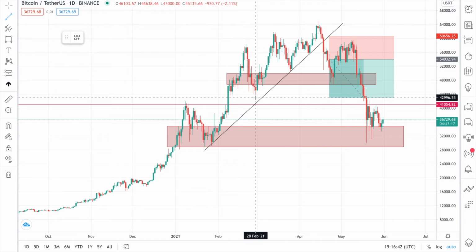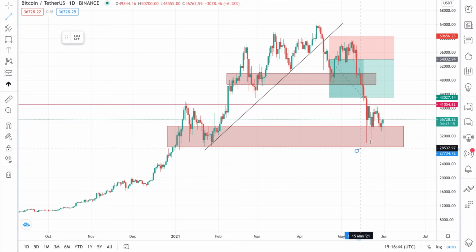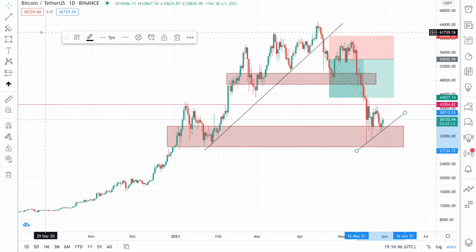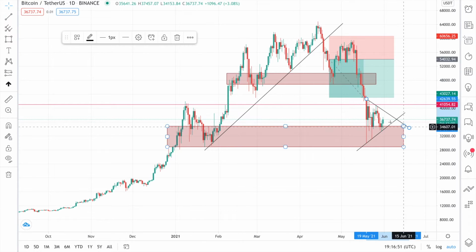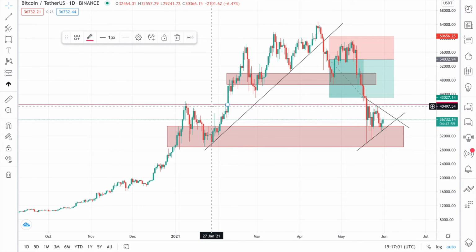Or else in this case they can have this line, then have this line. If this is broken in a good way, they might consider closing this position. Alright? So that's how they trade actually.